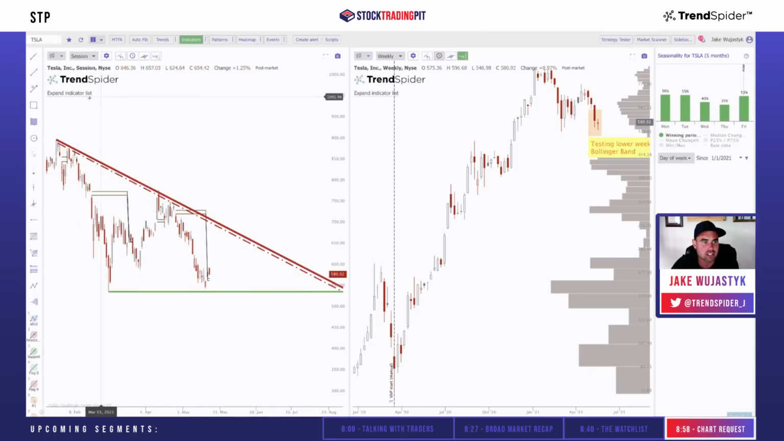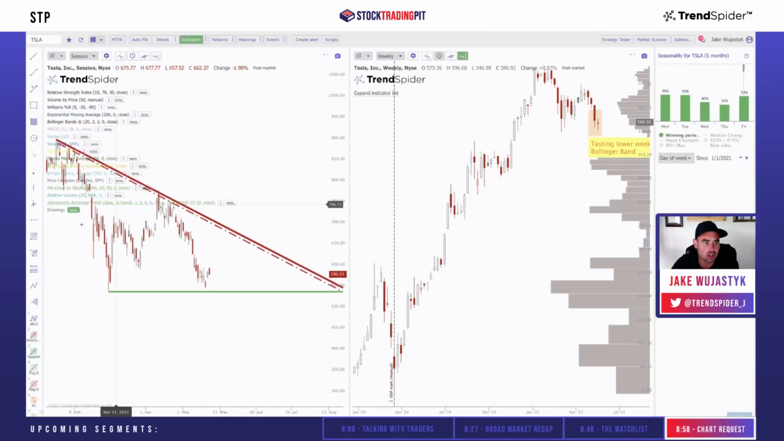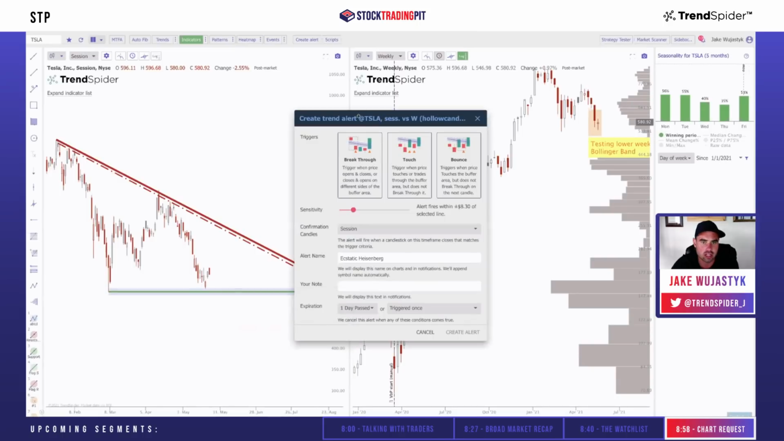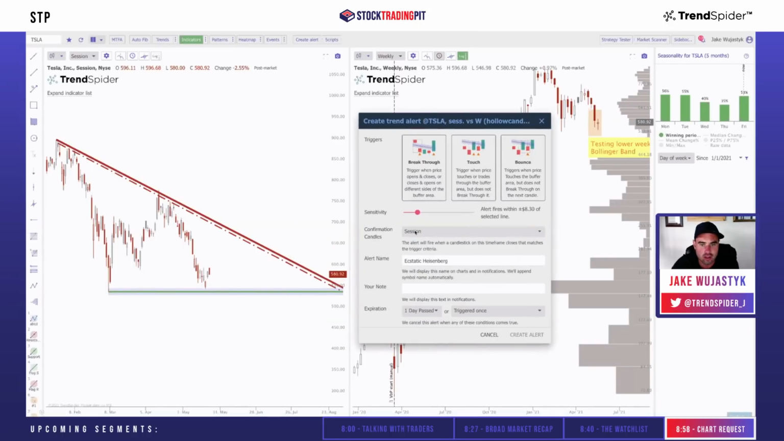But if we did start to break down, you would definitely want to create an alert at this previous low here, right around 540. Right click, create your alert. If you want to simply know when the price gets around this area with sensitivity, just choose touch. If you want to know only when the price breaks down, click breakthrough and you're set up.